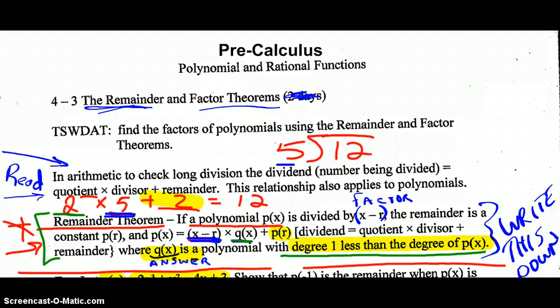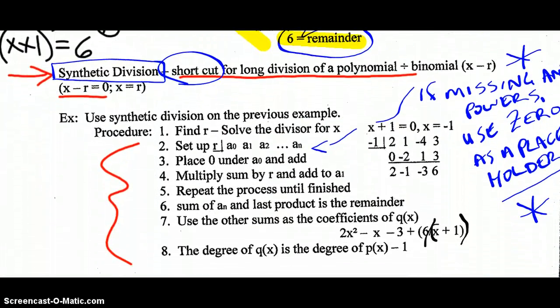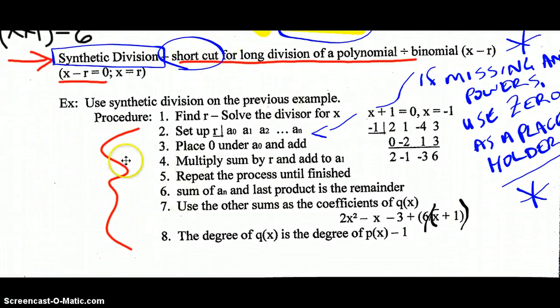Alright, back to these. Synthetic division. Quick. If you like writing down lots and lots of steps, this is it. This is our shortcut. You can write down all those steps, which probably won't make any sense at all. This is important though. If you're missing any powers, you have to use 0 as a placeholder. Same as with long division. We've done this before. Alright.